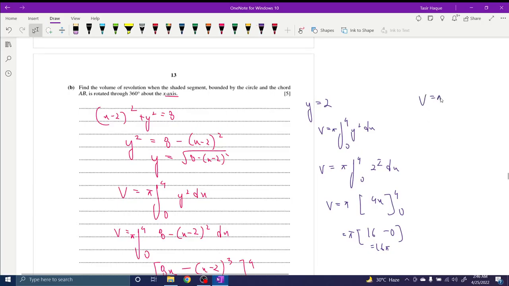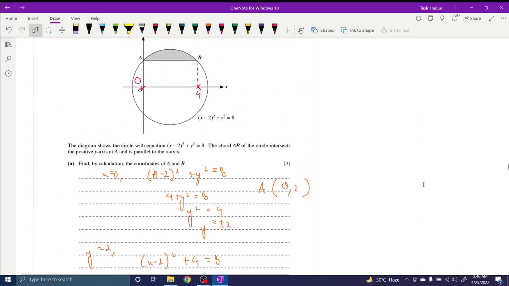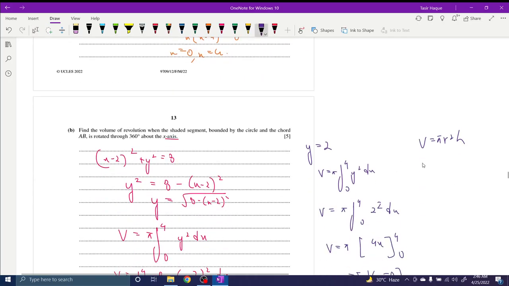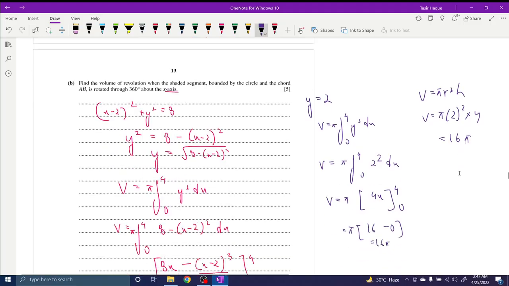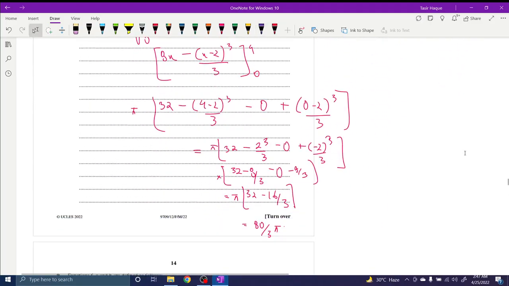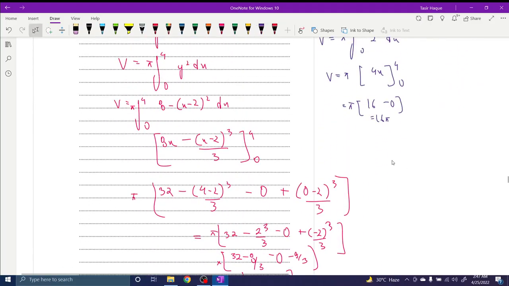The other way is thinking of it as a cylinder. The volume of a cylinder is pi r squared h. The height of the cylinder is 4 and the radius is 2, so the volume is pi times 2 squared times 4, which is also 16 pi. It works both ways, okay? To find the end result, we want the volume of the shaded region. That's going to be 80 by 3 pi minus 16 pi. So 80 by 3 minus 16 gives 32 by 3 pi.